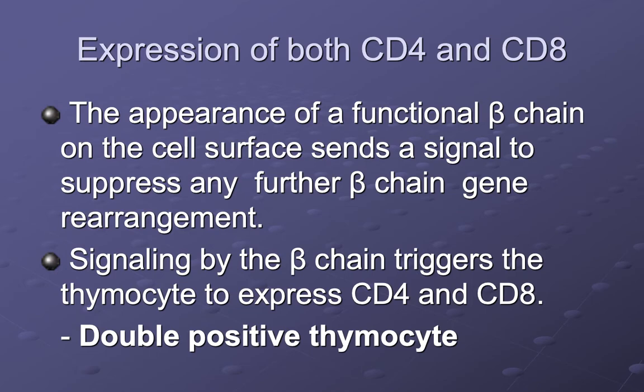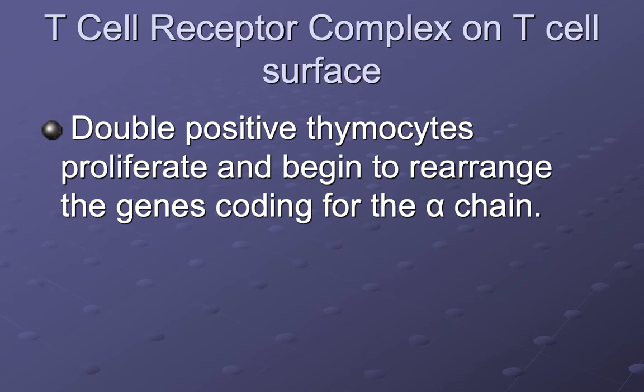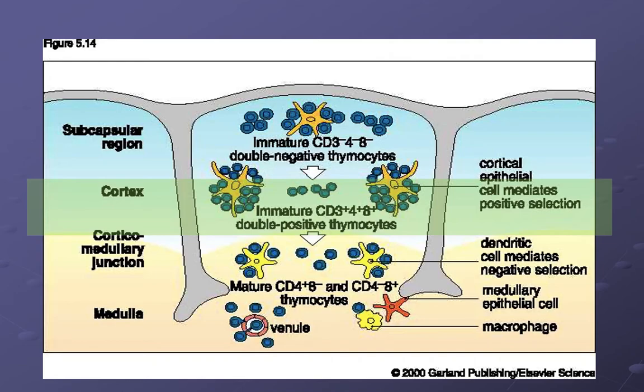Now, these double positive thymocytes will divide and they will begin to rearrange genes that are now coding for the alpha chain. Okay? So here, again, let's factor in the spatial relationship with the thymic regions. So our immature double positive thymocytes possessing both CD4 and CD8 are in the transitional area, cortex and medulla, so essentially the cortico-medullary region.